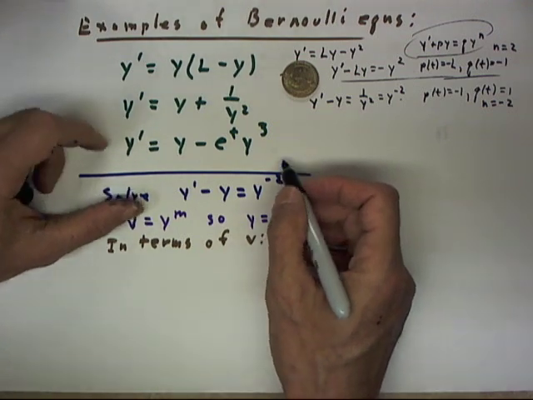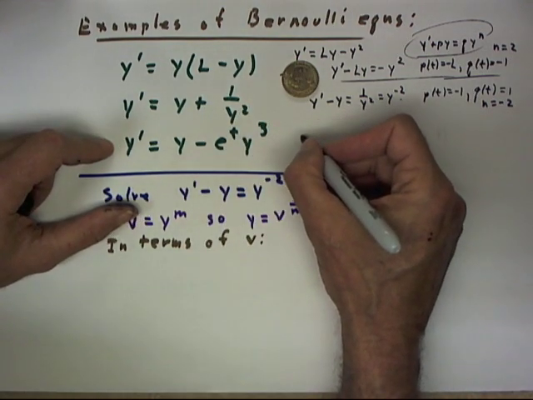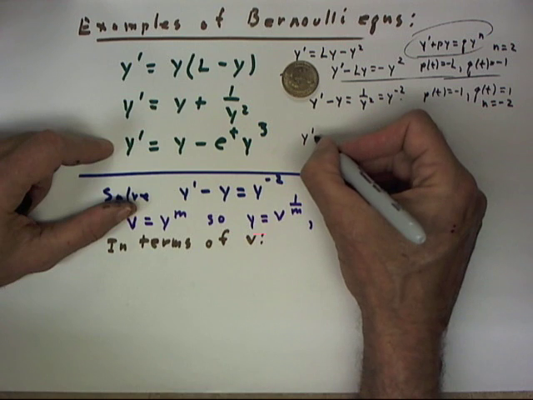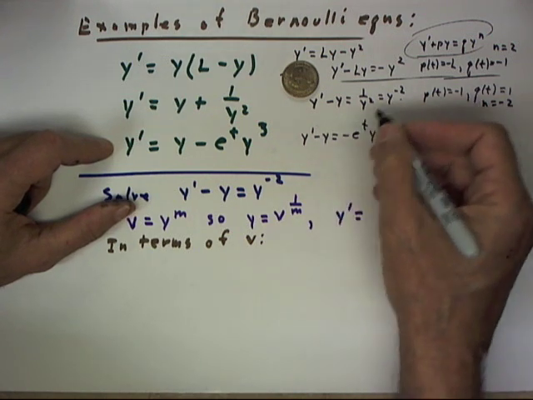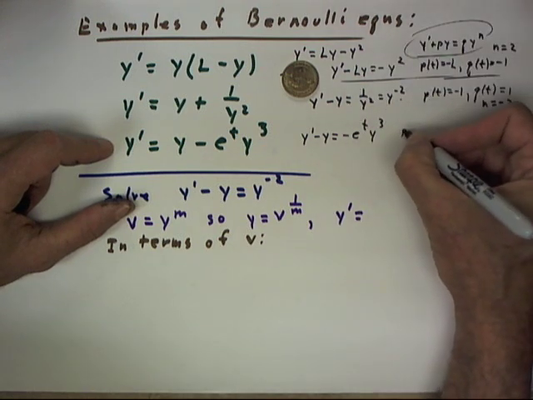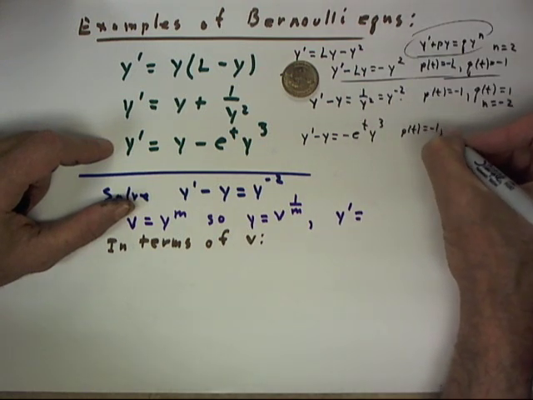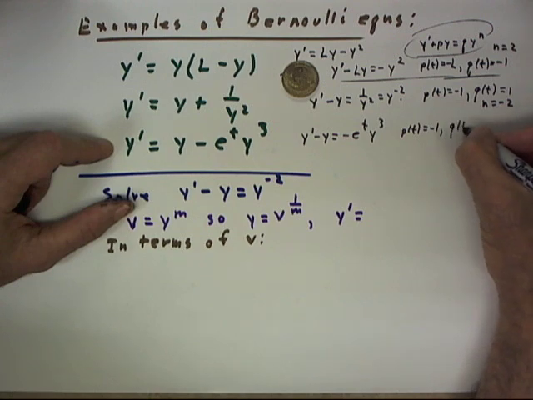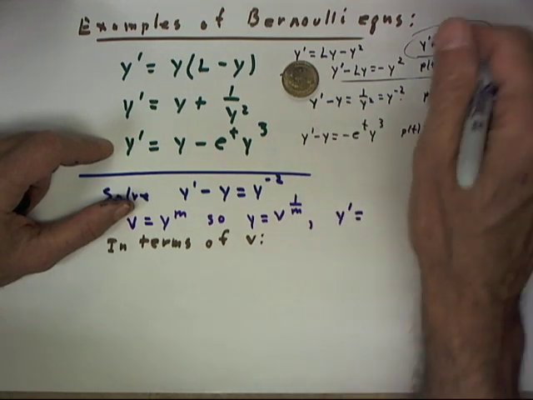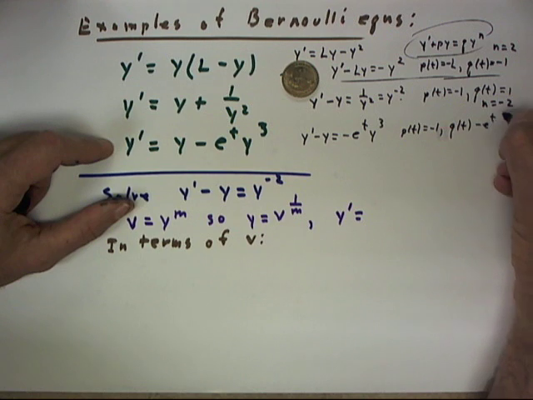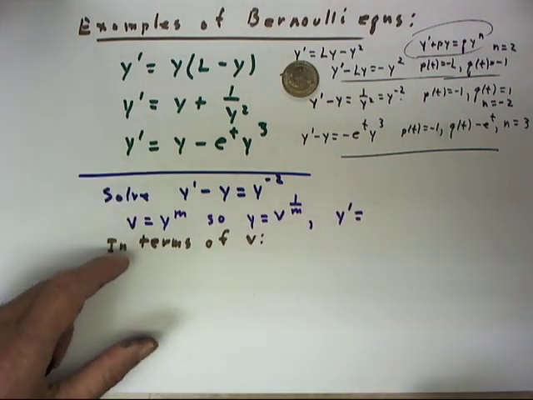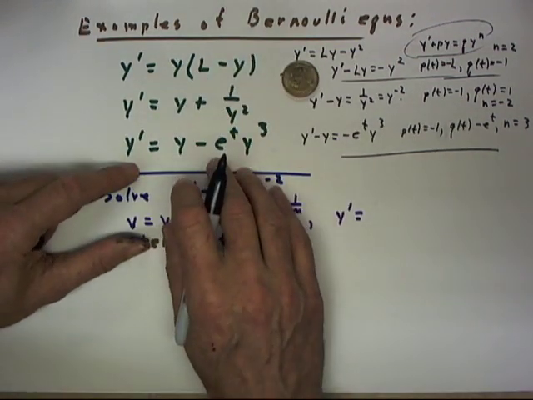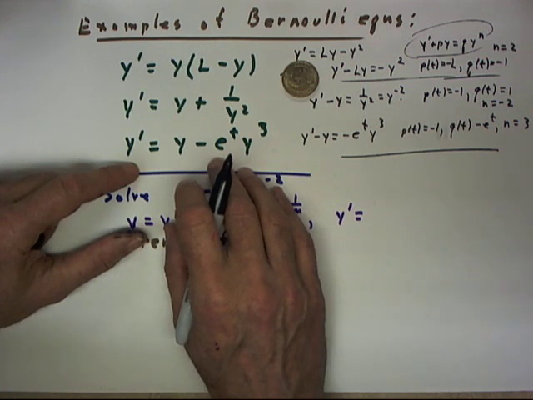This third equation is y prime minus y equals negative e to the t y cubed, again of this form, with p of t equal to negative 1. Q of t, the coefficient of y to the n, is negative e to the t, and n, the power of y, is 3. So we see that we have here three examples of Bernoulli equations.